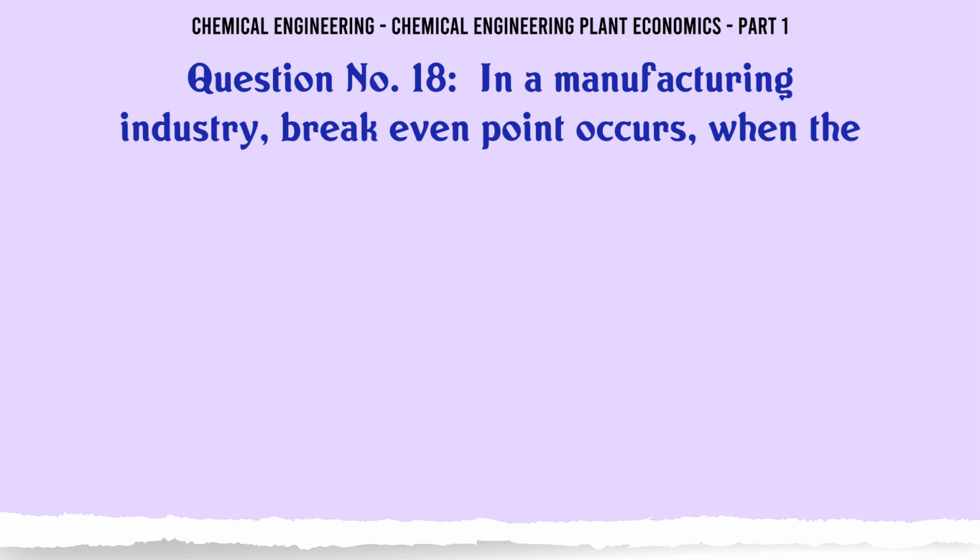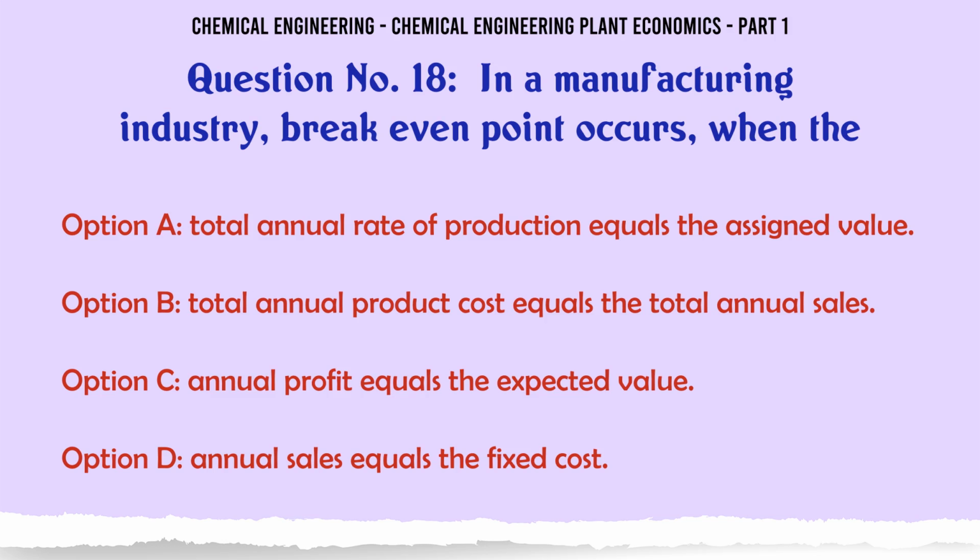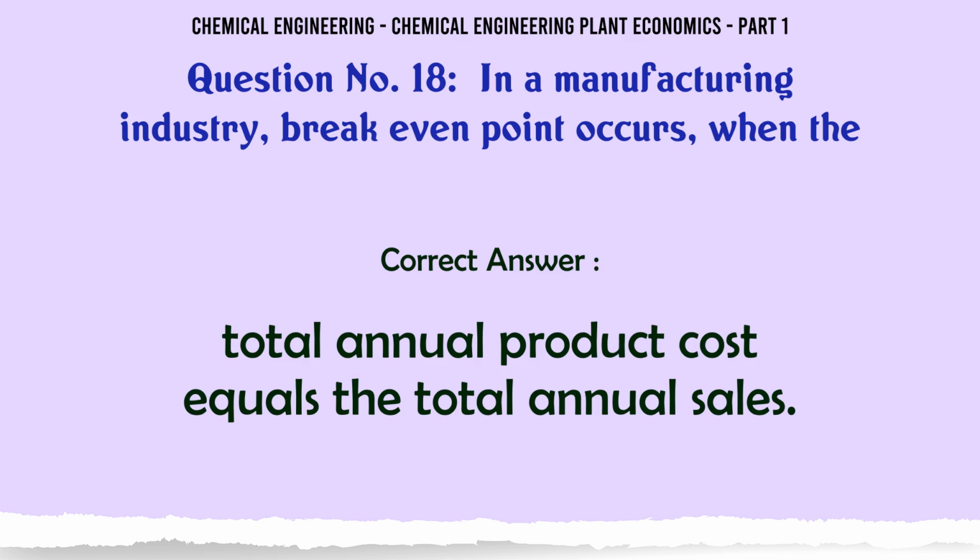In a manufacturing industry, break-even point occurs when the A. total annual rate of production equals the assigned value, B. total annual product cost equals the total annual sales, C. annual profit equals the expected value, D. annual sales equals the fixed cost. The correct answer is total annual product cost equals the total annual sales.